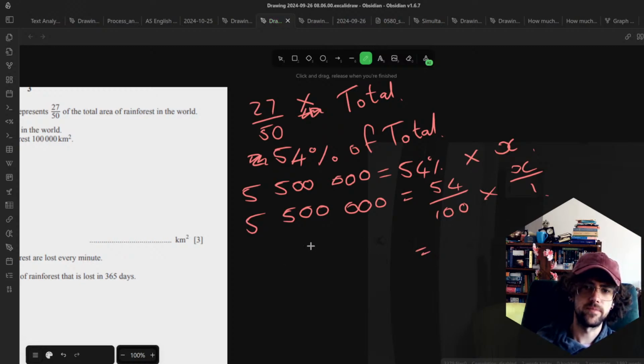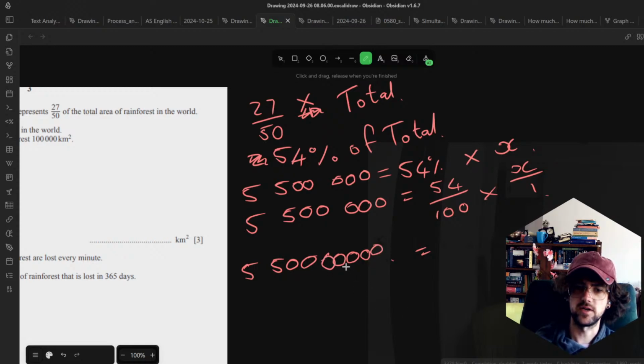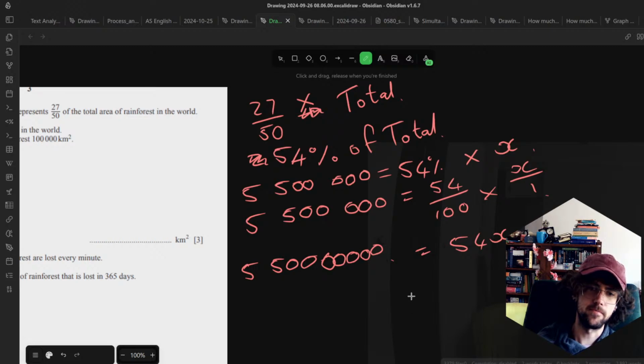So let's write this. You see now I'm just leaning on my algebra because that just makes me feel safe in life. Okay, so I'm going to multiply the 100 out to get rid of it. So I'm going to multiply this side, so 5,500,000, and I've messed up where my zeros are now. Okay, we're just gonna deal with it like that, lots of zeros, and that's going to be 54x. Okay.